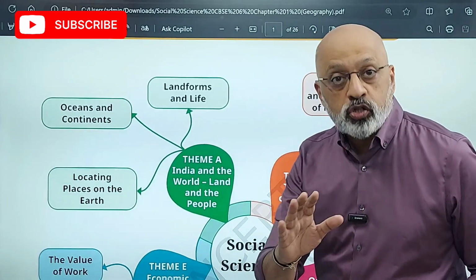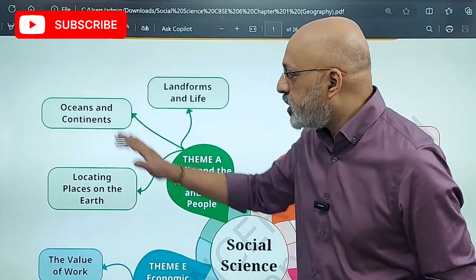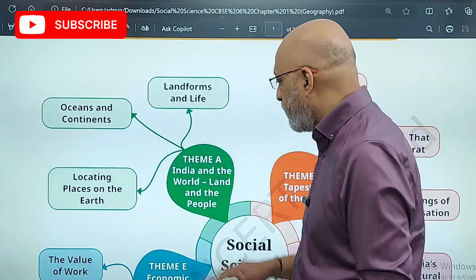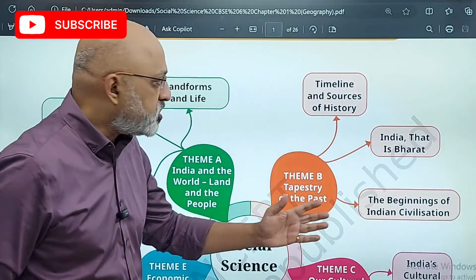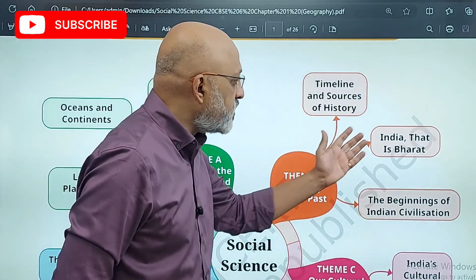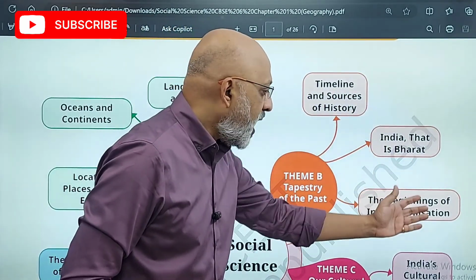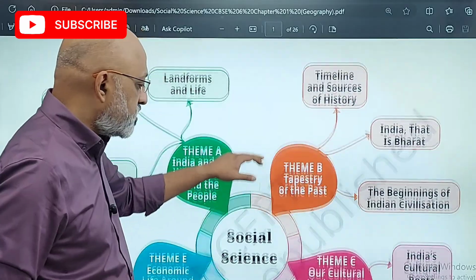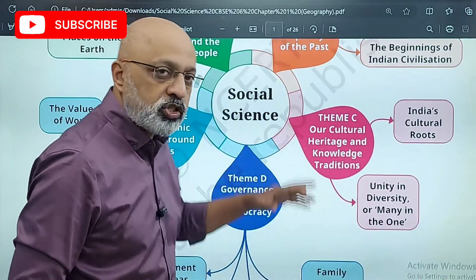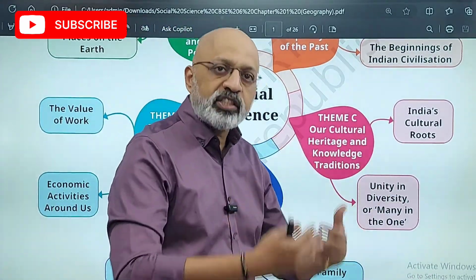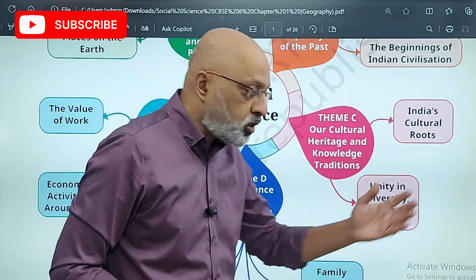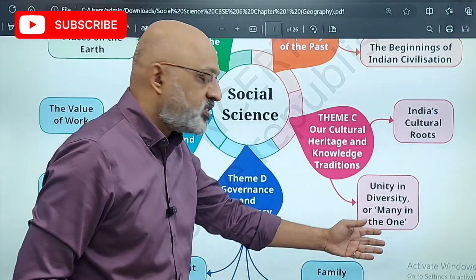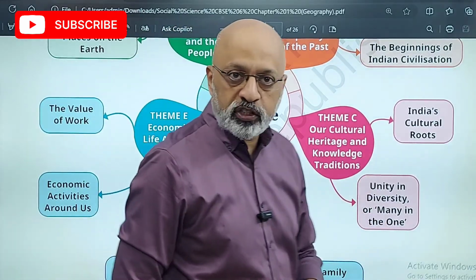So locating places on the earth is the first chapter, oceans and continents and landforms and life. This is about geography. The second one is about history, where you talk about sources of history, India, that is Bharat, and the beginning of Indian civilizations. Then there is a third set, which is to do with what I call heritage and cultural history of India, where you're talking about India's cultural roots and also unity and diversity and many in the one. These are the names of the chapters.